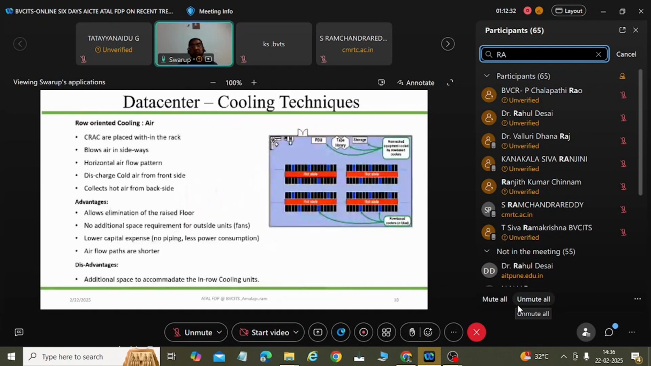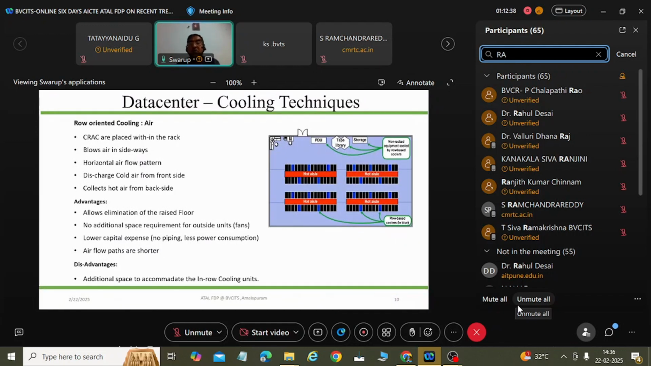Now to overcome that, there is another technology. We place these units, you can see the blue ones. They are nothing but the AC units, the air conditioning units, pressure air conditioners. This technique is called row based cooling. What I am doing is putting the air from the bottom.